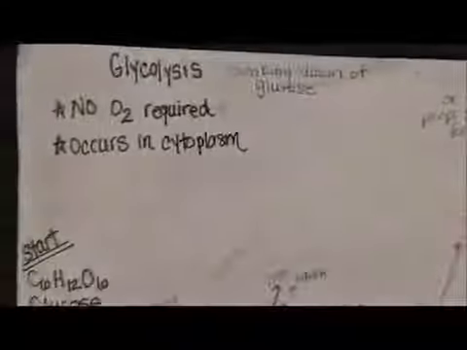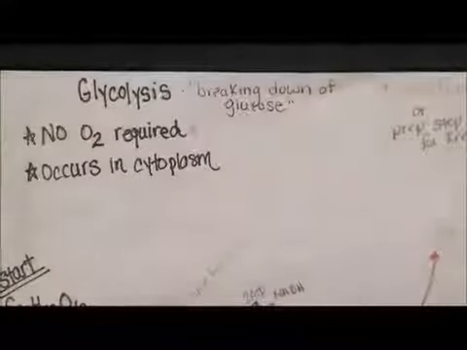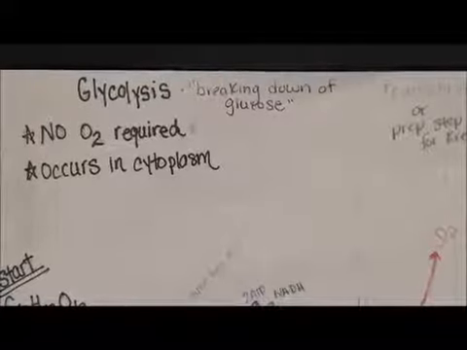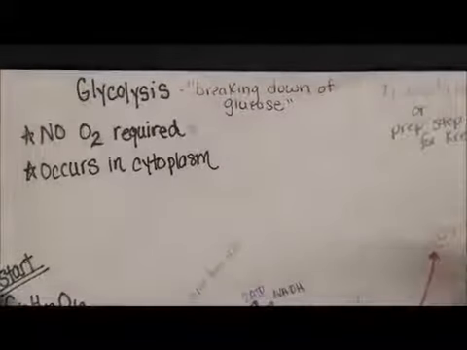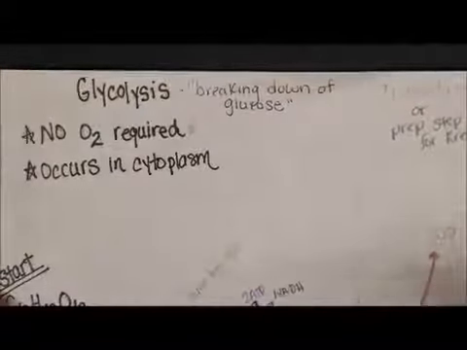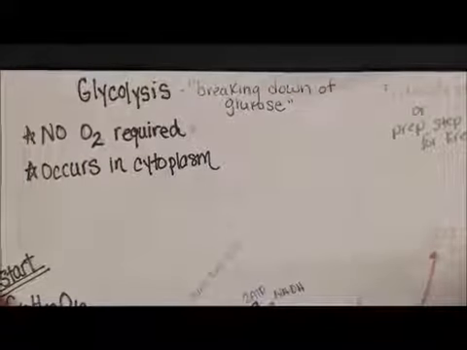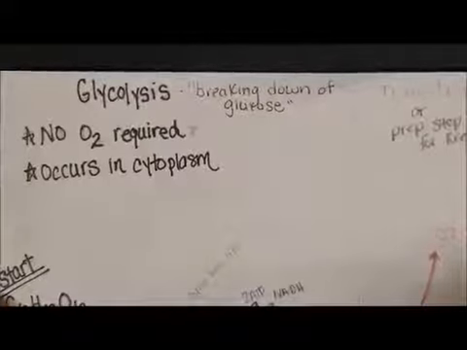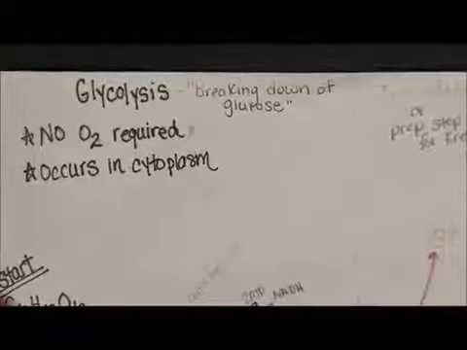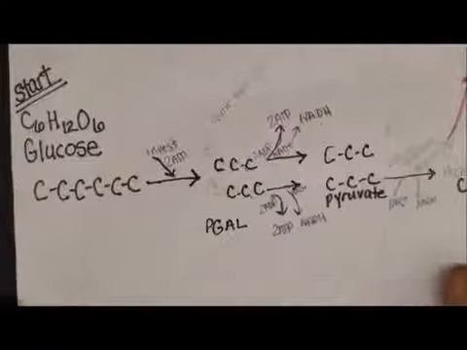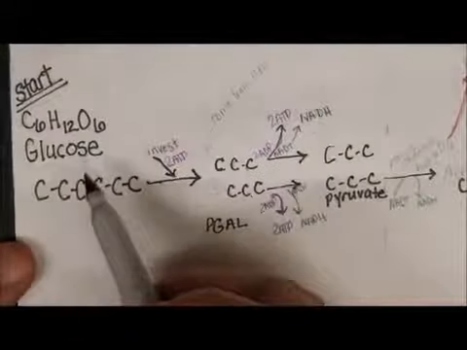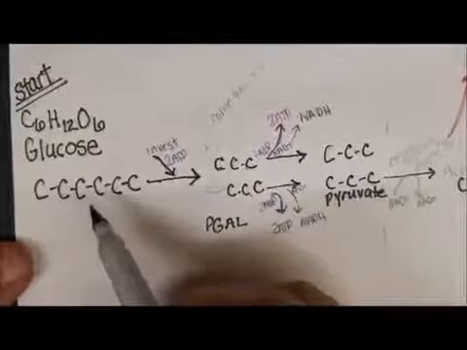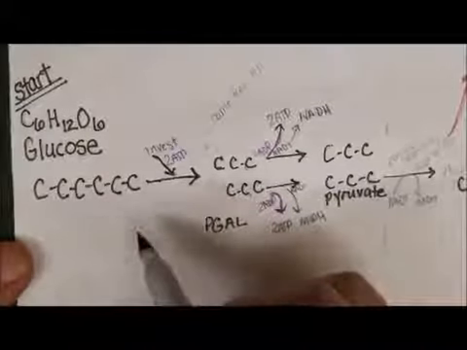The first step of cellular respiration is called glycolysis, which literally means the breaking down of glucose. There is 0 oxygen required for this reaction, so it can occur with or without oxygen, and it occurs in the cytoplasm of the cell. We are going to start with our glucose. Remember, 6 carbons: 1, 2, 3, 4, 5, 6. I put them in a linear form.